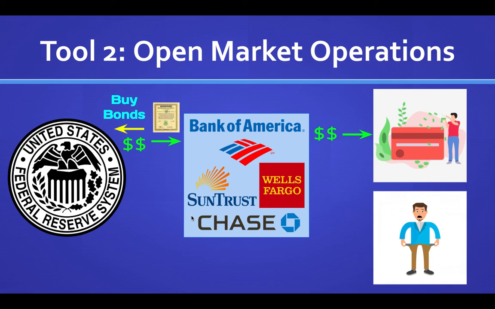So the opposite would be true too, right? If the Fed wants to slow down the economy and take money out of circulation, then they would sell bonds.